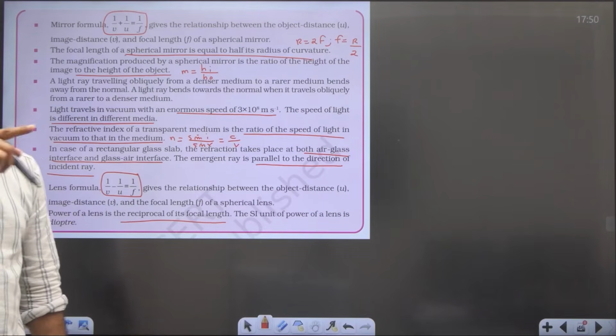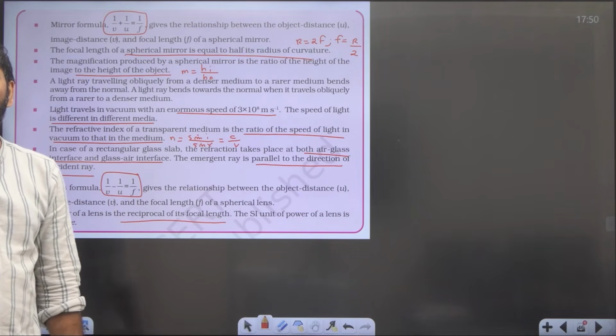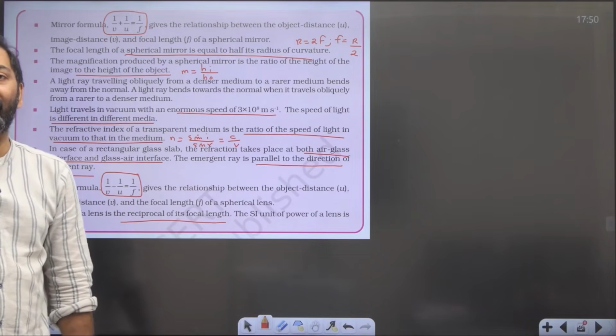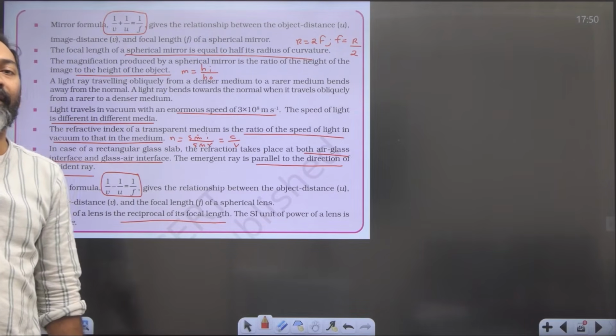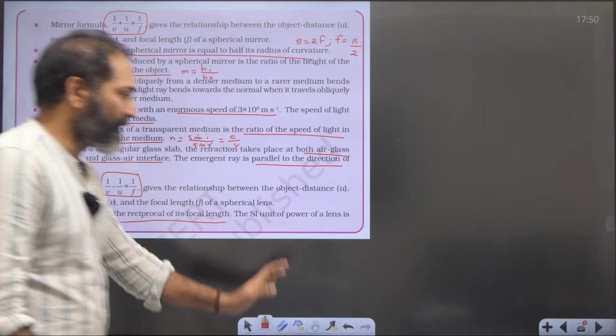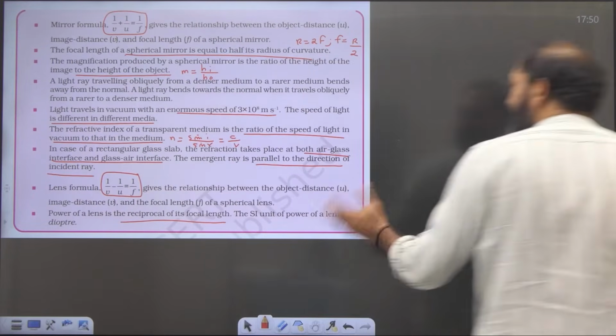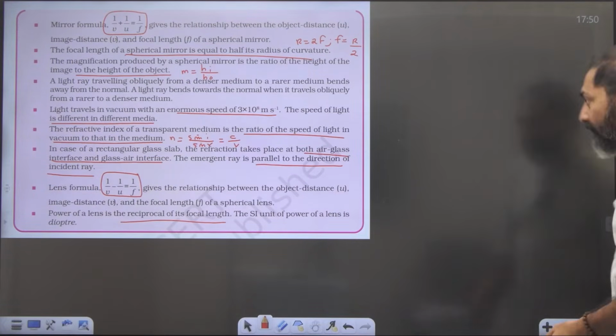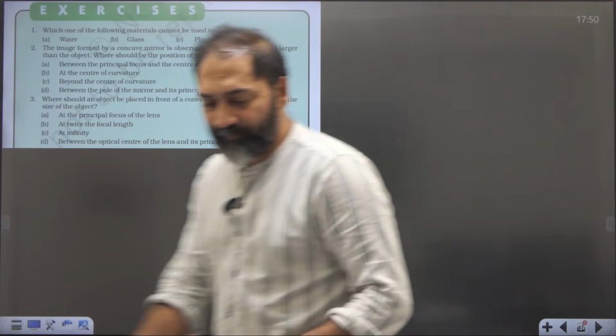So power of lens will be what? 1 by, instead of 50, you should write 50 by 100. So 100 moves to numerator, power should be what? 100 by 50, 2 diopter. I hope it is clear. So these are the things that we have learned as of now. Now let's do some problems.